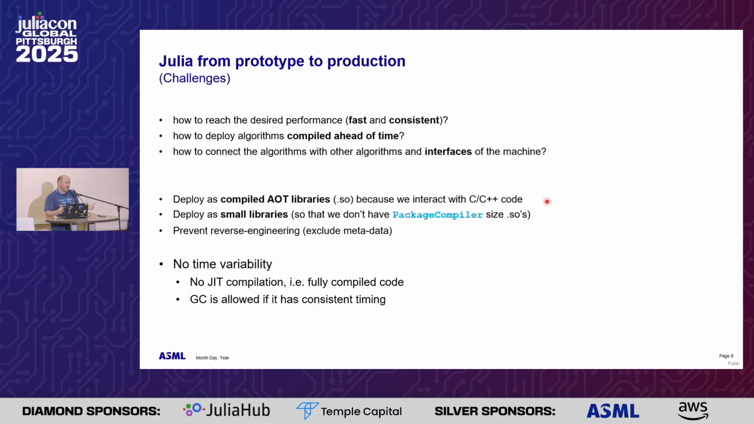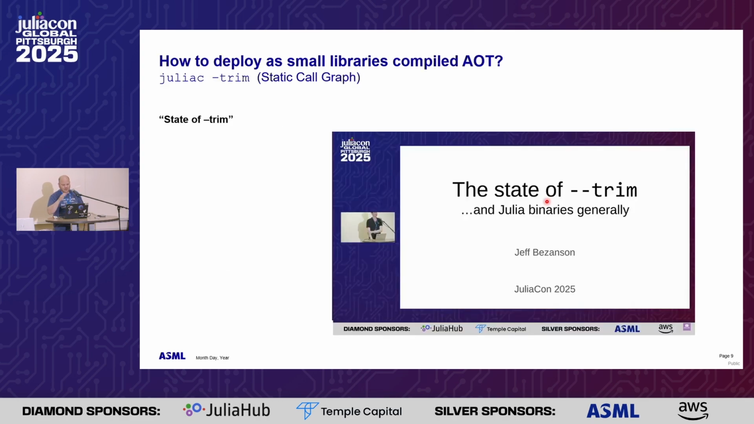We have an extra one: we can do that with PackageCompiler, but PackageCompiler produces a large binary, so we want to get away from that, and we also want to reduce the reverse engineering aspect. PackageCompiler also includes a lot of metadata. So that's why we look into what we call JuliaC. Here we call it trim; ASML, and some other people, call it the static call graph. I will use these three terms interchangeably, but we all talk about the same thing. We have been working with JuliaHub for some time now, more than a year and a half, almost two years.